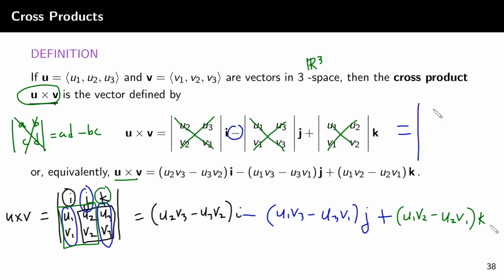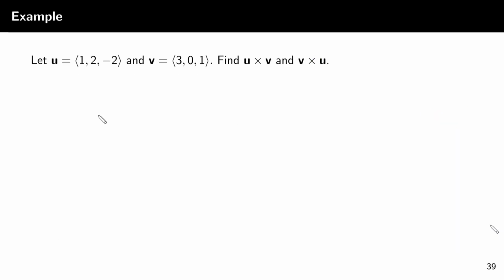So this is equal to the determinant of this 3x3 array where the first row contains i, j, k, the second row contains u1, u2, u3, and then yung third row, we have v1, v2, v3. Okay, I highly recommend that you familiarize yourself with this array instead of this very long expression. Okay, so let's have an example. Let u be the vector 1, 2, negative 2, and v be the vector 3, 0, negative 1. So, compute natin yung u cross v tsaka v cross u.